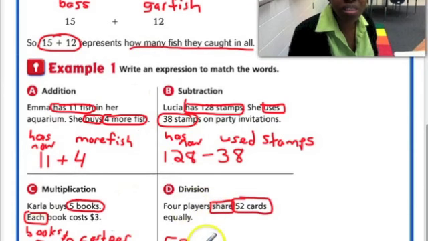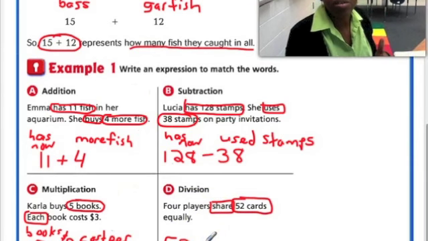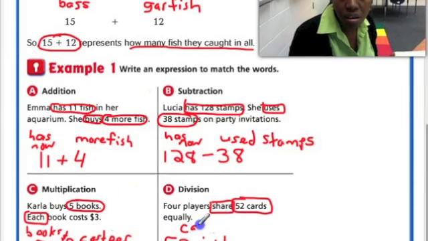So when I share something, am I taking away from what I had? Am I adding to what I have? Am I going to split it up? So I'm thinking about splitting it up when I'm dividing. So I'm splitting up the 52 cards among 4 players. So I'm going to divide. 52 represents the cards. That's what 52 is. And 4 represents the players.